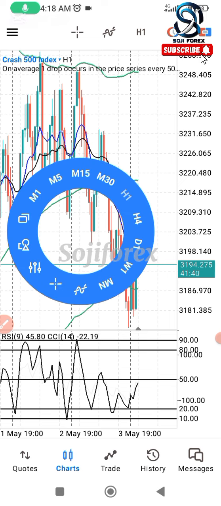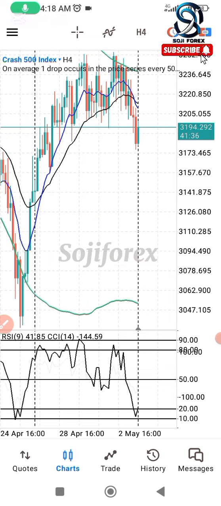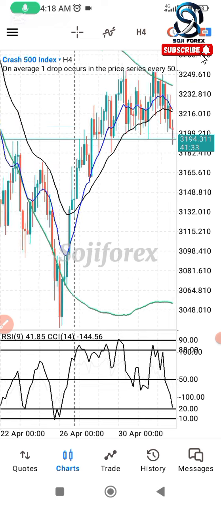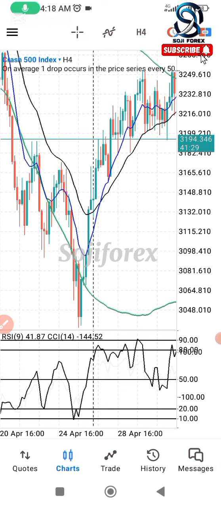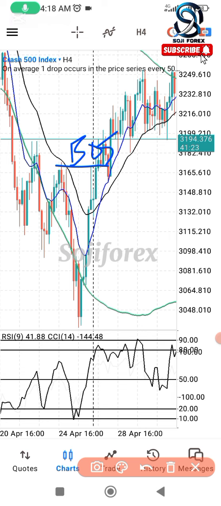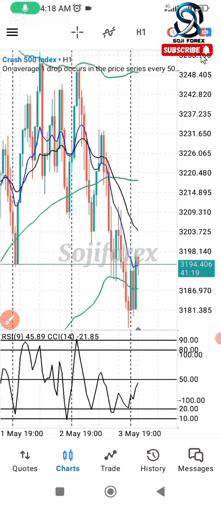If we look at our H4, this is Crash 500, and of course Crash 500 has been bullish. As we can see here, we have a break of structure to the upside. So this price scenario has been bullish. On our 1 hour, we had this pullback, and in this pullback, if you are looking, they have mastered how to identify this pattern.